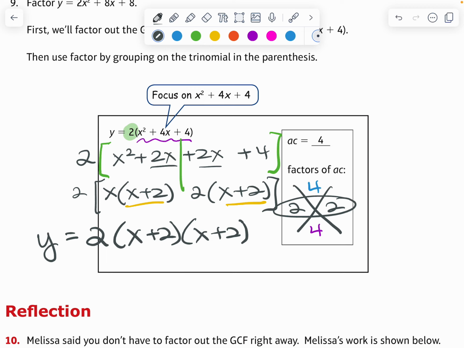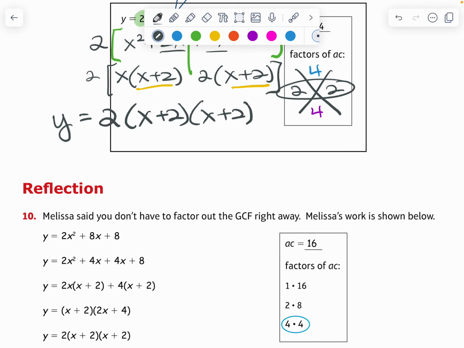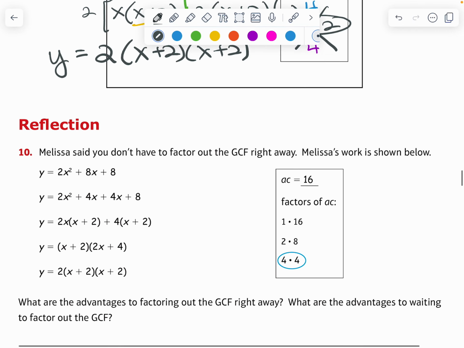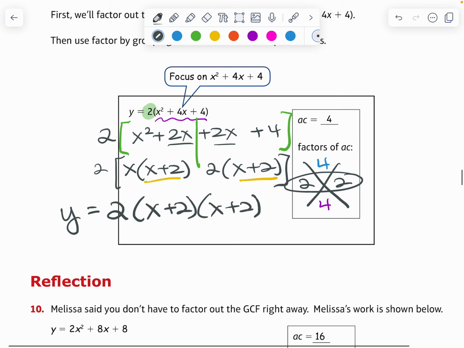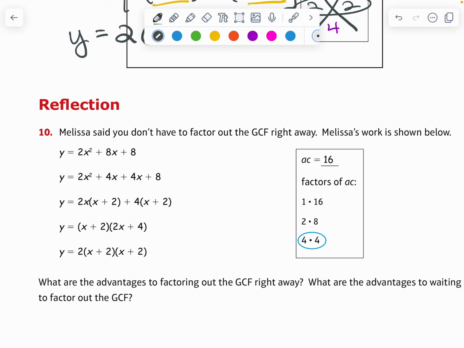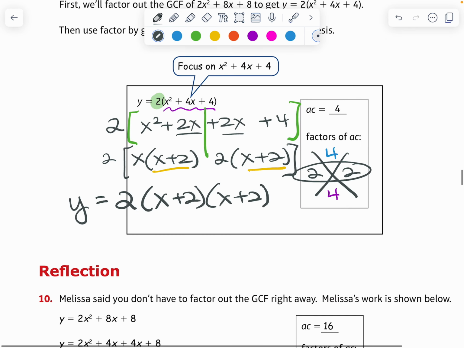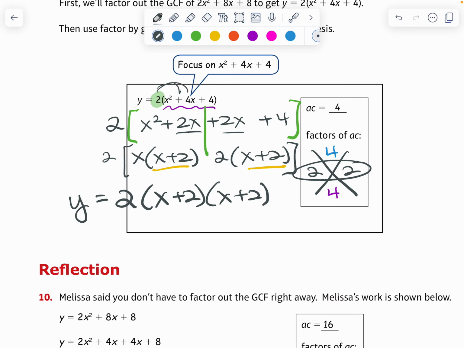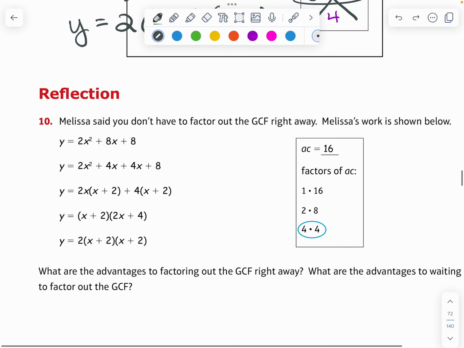The only thing I would want to show you on number 10 is, watch out down here. Melissa said you don't have to factor out the GCF right away. That is true. See how they distributed that 2? Melissa did right here. Melissa took this 2 that we left outside and she distributed it. I think that's how you say that. And that's fine, except watch out. I don't like to do that because so many students forget this part.